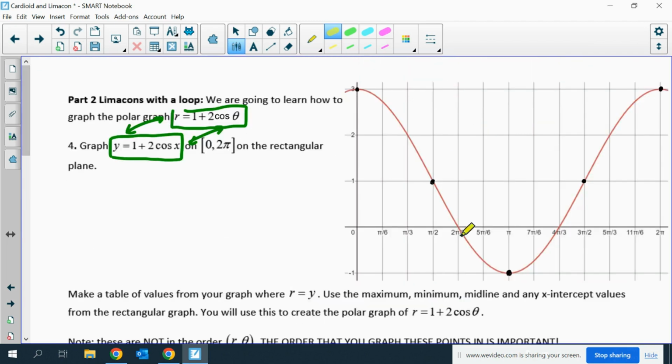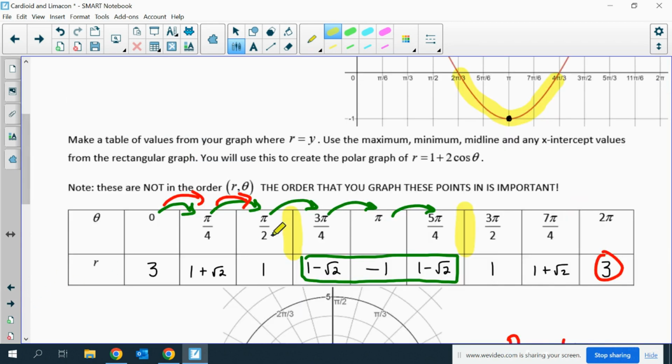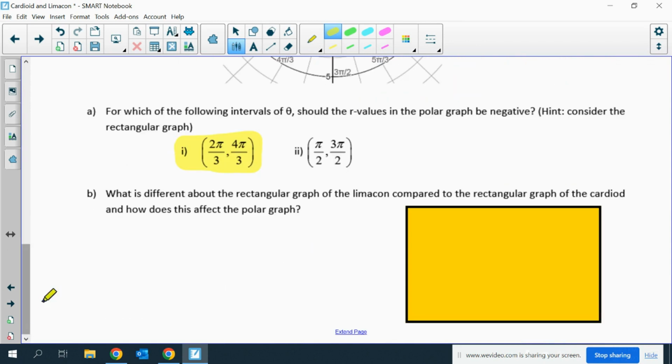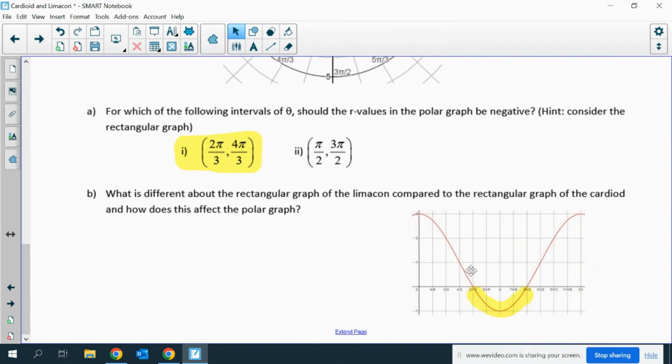Now why might that make sense? Well, let's look at the original graph that we had, and notice that between 2 pi thirds and 4 pi thirds, our original graph was negative. So it would make sense that our r values would be negative in that region. And here's another example of it.